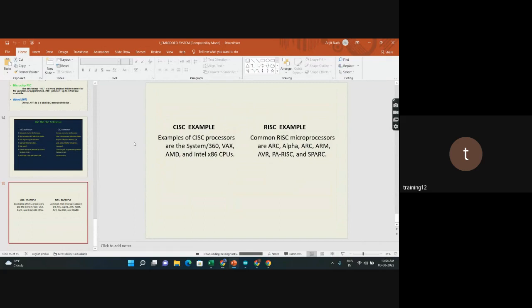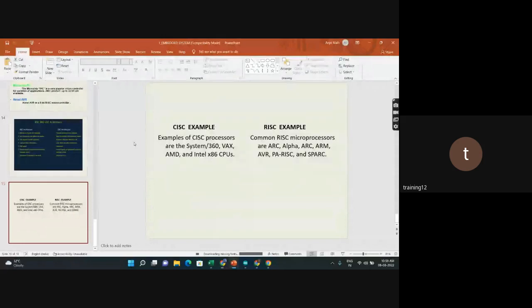Then ARM stands for Advanced RISC Machine. ARC is basically Argonaut RISC Core, which is very rare. And AVR I am also going to tell.